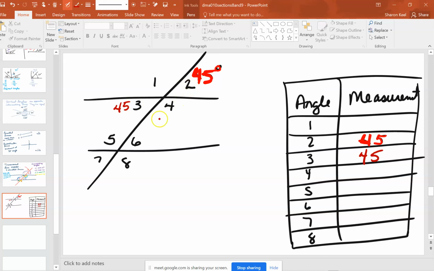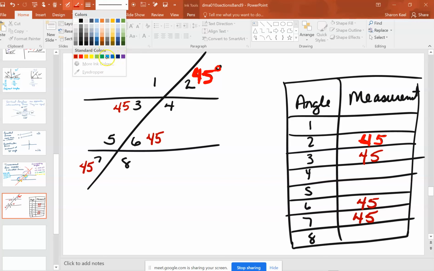Now, angle 2 and angle 6 are in the same corresponding location. So that means angle 6 is also 45 degrees. Angle 7 is also in the same corresponding location as angle 3. So angle 7 is also 45 degrees.